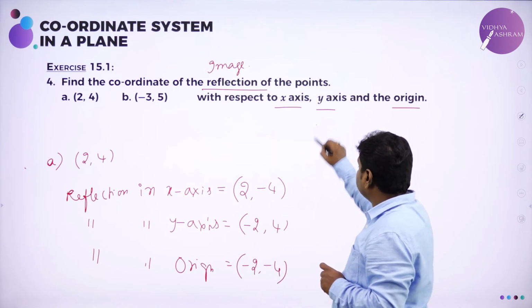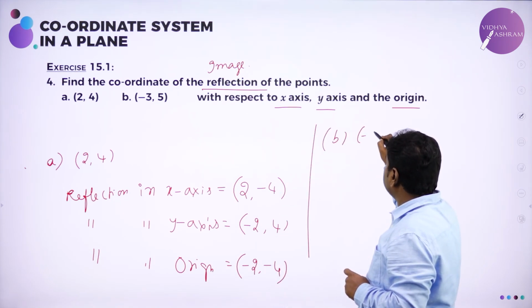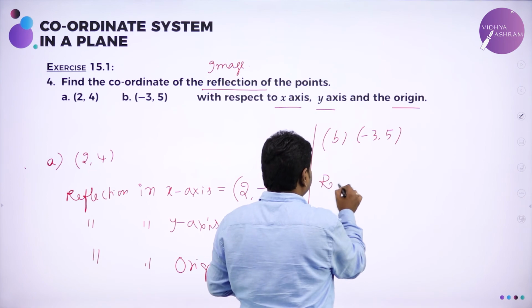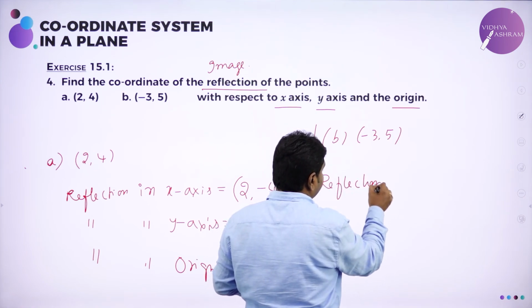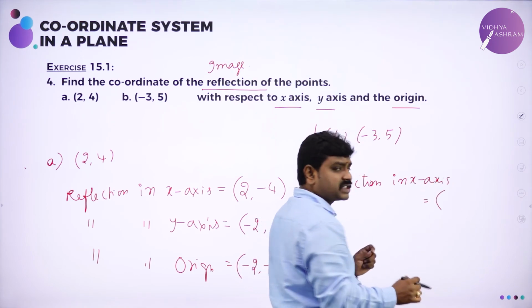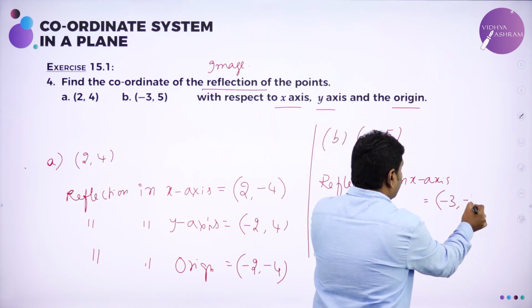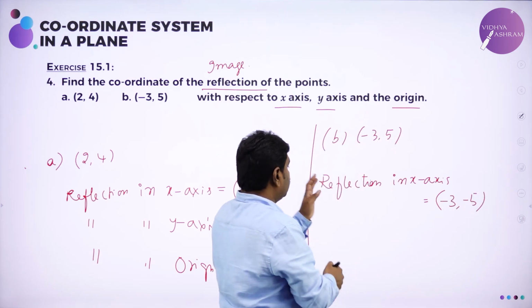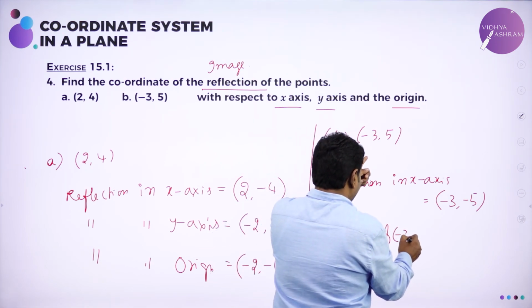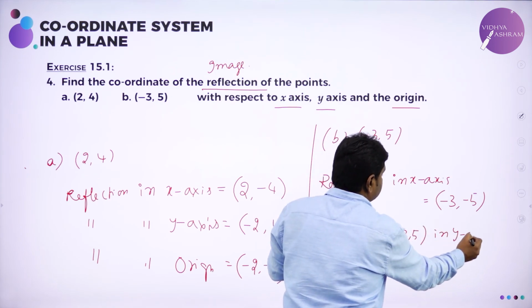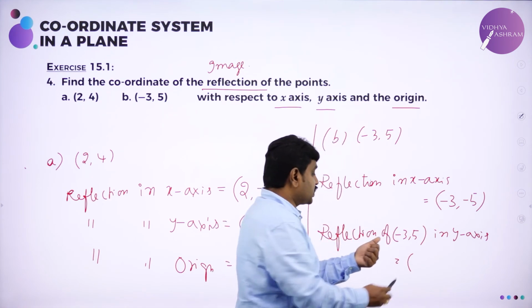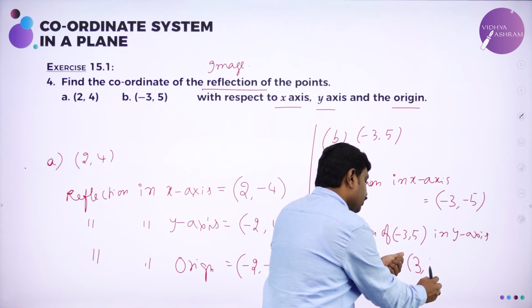Then question B. What is the point they gave? Minus 3, 5. Reflection in the x-axis: the x value will be the same, but the y value will become opposite. And the reflection of the same point, minus 3, 5, in the y-axis: the y value will be the same, the x value will become opposite. So x, earlier minus 3, will now become 3, and y will be the same.